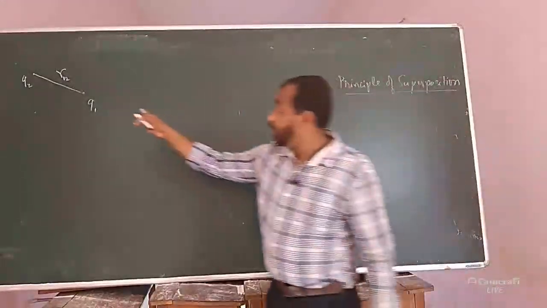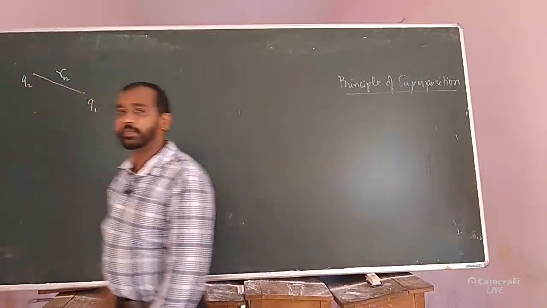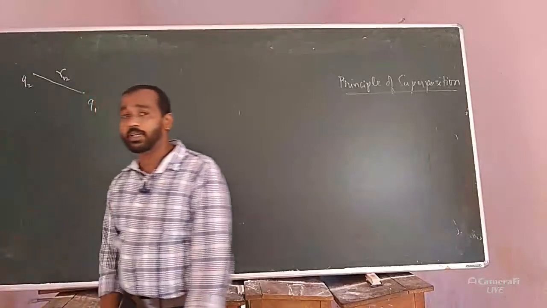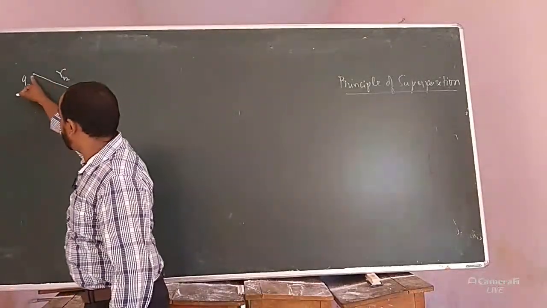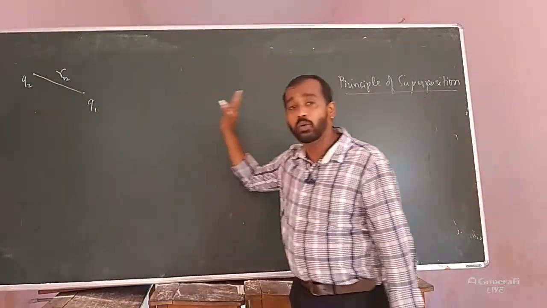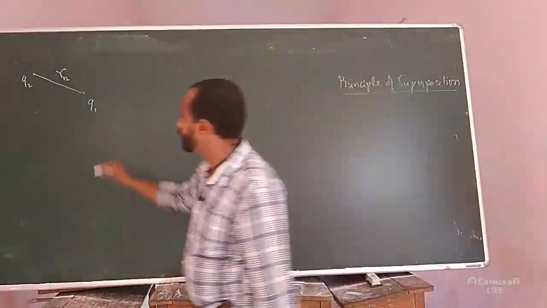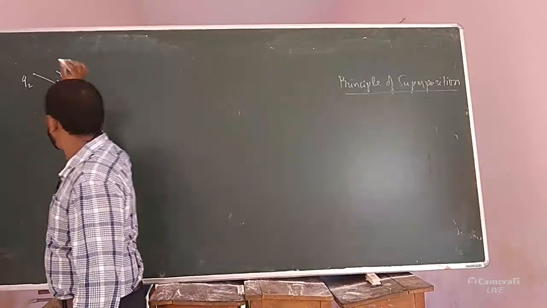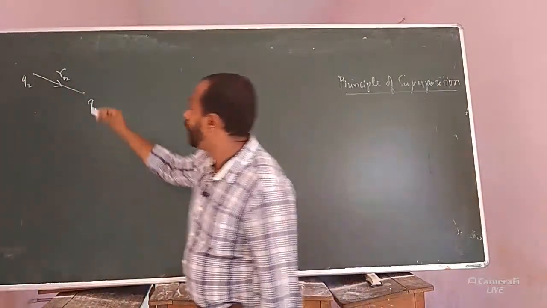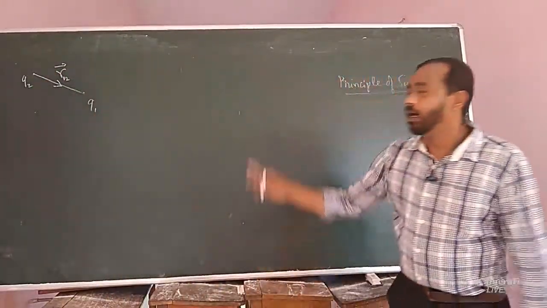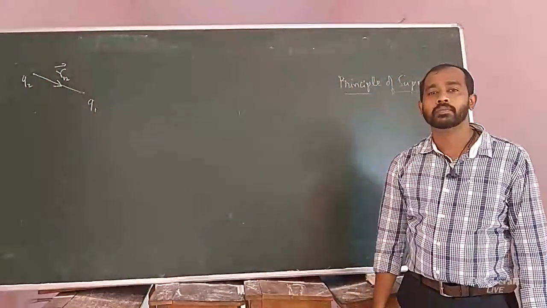That means this is the reference point. If we need to find the position of Q1 with respect to Q2, Q2 is the reference point. So the direction in which we have to move from Q2 to reach Q1 is represented by the arrow. r12 being a vector, this is the direction of r12.